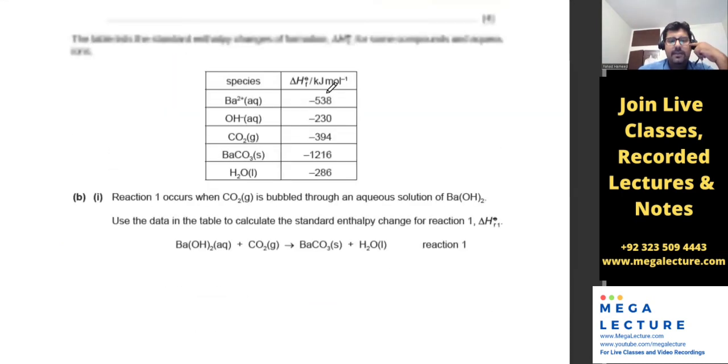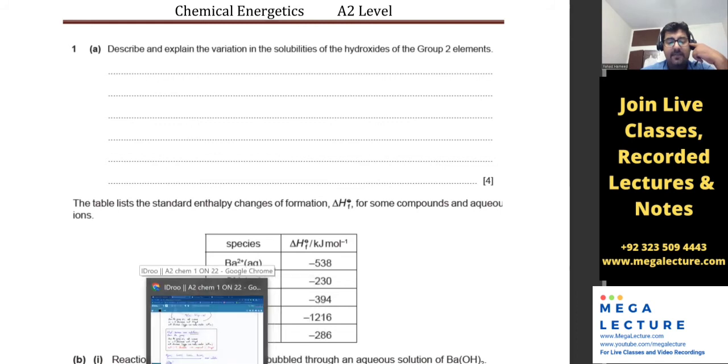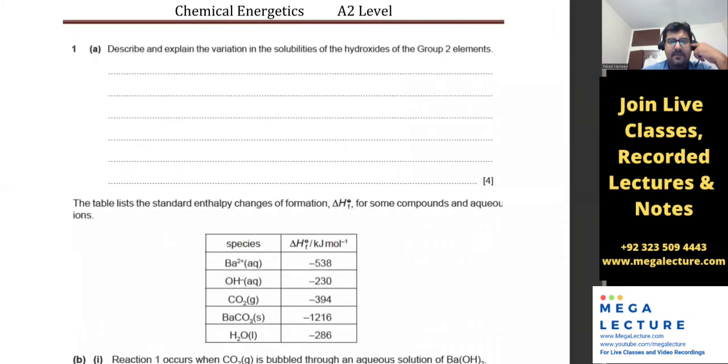That's another same question. Solubility of hydroxides increases down the group. So that means enthalpy of solution is becoming more exothermic. Down the group, the ionic radius increases, so both lattice energy and enthalpy of hydration decrease, but since it's becoming more soluble, it's becoming more exothermic, that means lattice energy decreases more compared to the hydration enthalpy. You get the same exact answer that's given over here for 4 marks.